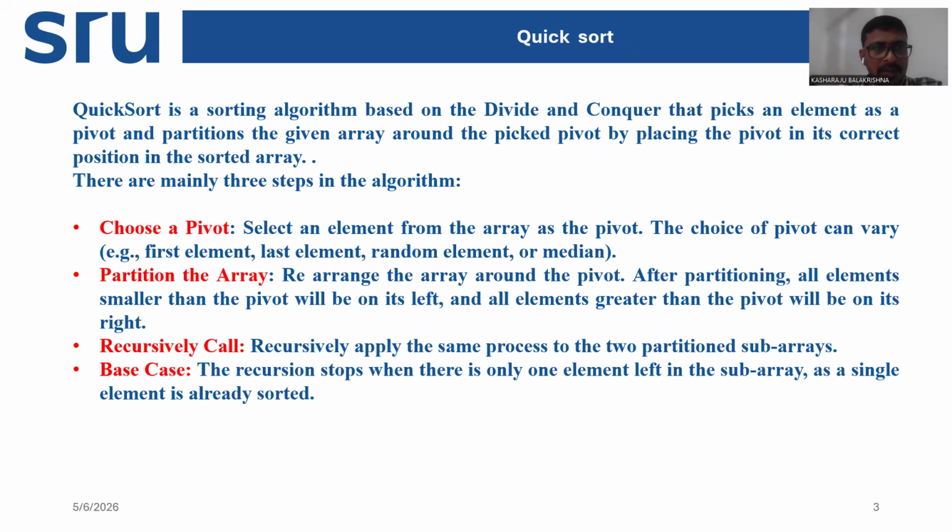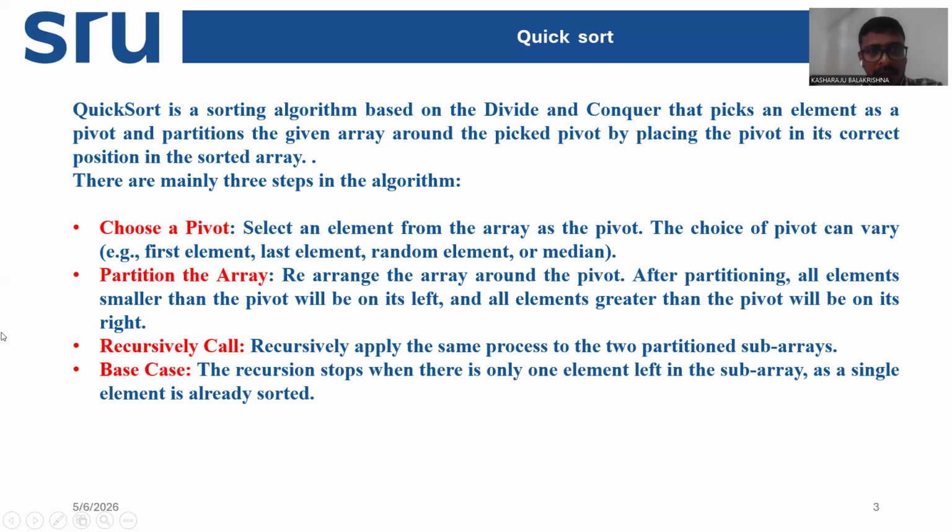I'm discussing Quicksort in data structures. Quicksort is a divide and conquer approach. It is not equal to Merge sort. Merge sort also performs with the help of divide and conquer, but here we also follow divide and conquer with the help of a pivot element.